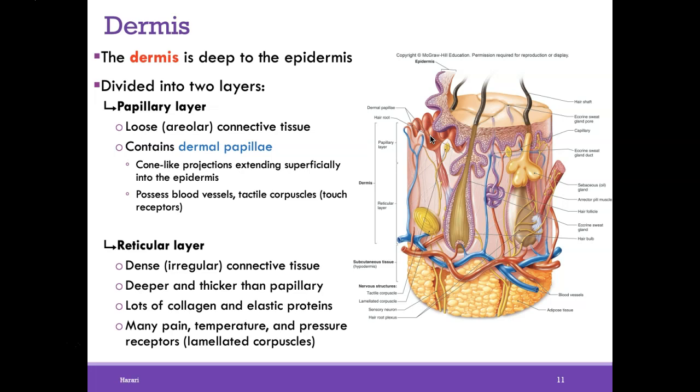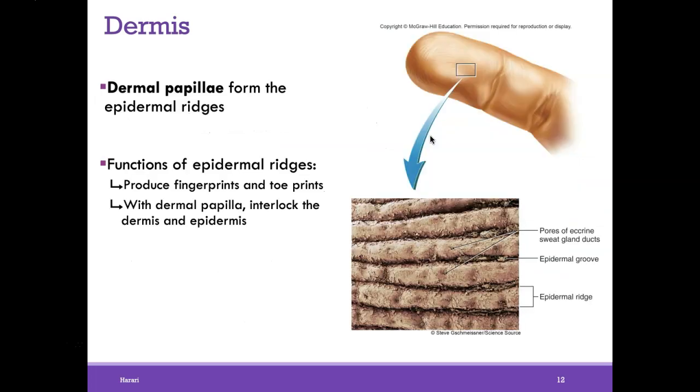And this arrangement prevents any slippage of the epidermis across the dermis, keeps them interlocked. Right? So the dermal papillae help form the epidermal ridges to keep these interlocked in place. And this is what produces fingerprints and toe prints. So if you look closely at your fingerprints, you will notice these epidermal ridges.